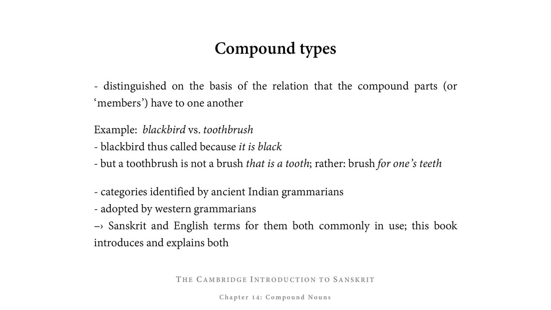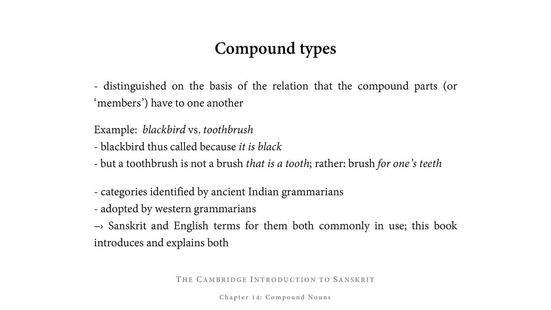There are several different compound types that are distinguished on the basis of the relation that the compound parts, or so-called compound members, have to one another. For example, if you look at blackbird versus toothbrush, a blackbird is a bird that is so called because it is black. But a toothbrush is not a brush that is a tooth, rather it is a brush for one's teeth. In other words, the relationship between black and bird is different from the relationship between tooth and brush, and therefore we would consider these compounds as belonging to different types or different categories.